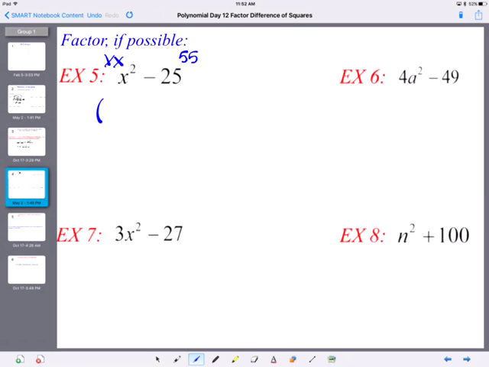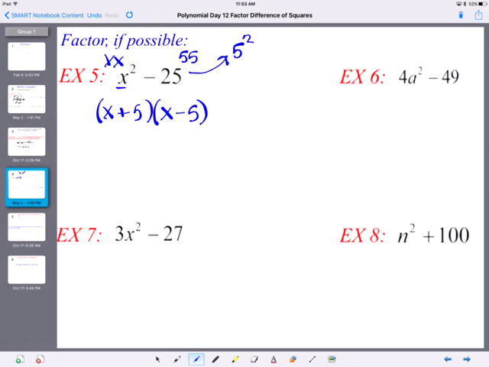So when we factor the difference of two perfect squares, our a, or our first term in our parentheses, is going to be our x. Our b, so if I rewrote 25 as 5 to the second power, would be 5. And the signs in both of our parentheses, one needs to be plus, one needs to be minus.